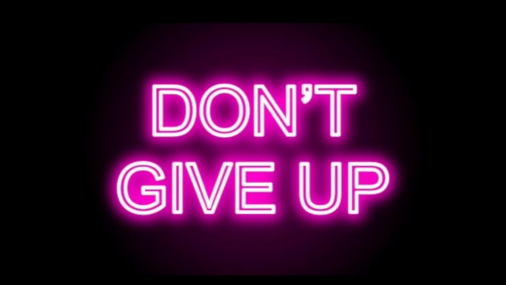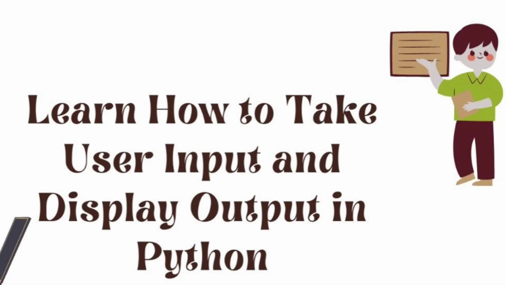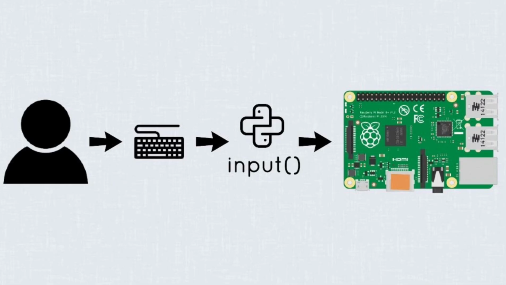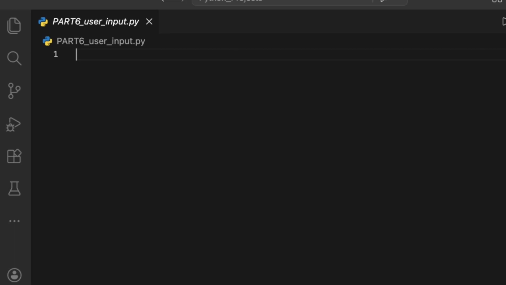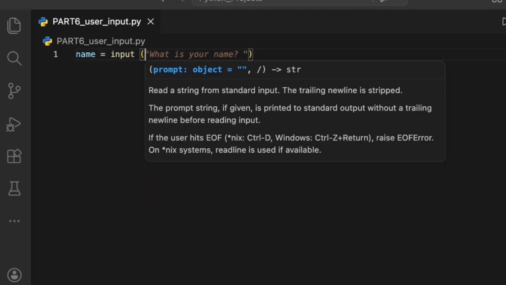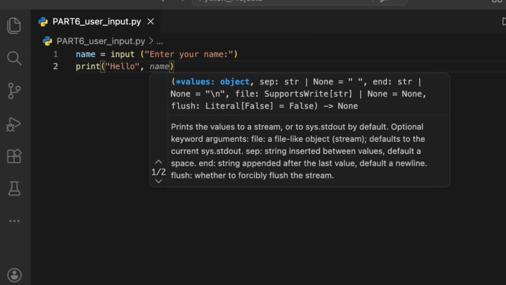In this video, we will learn how to take user input in Python. User input means taking data from the user while the program is running. Python provides a built-in function called input. It allows the user to enter data. Let's see an example. Here we take a name as input from the user and then we print it.